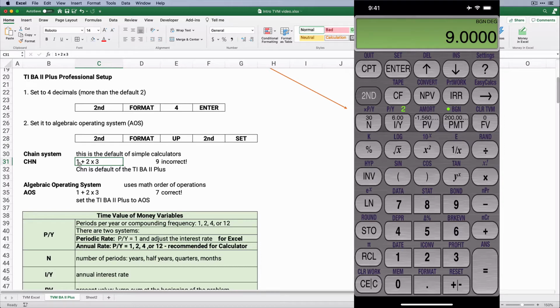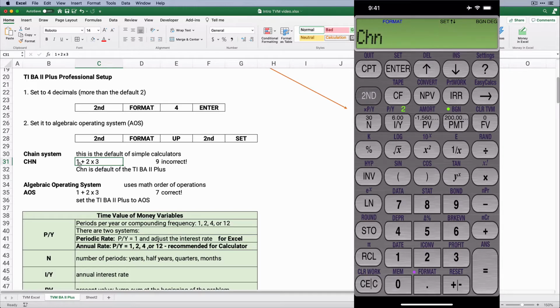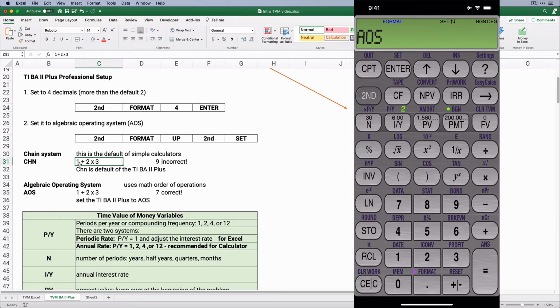If you have a calculator that's good, like the BA2 Plus, then what you can do is set the algebraic operating system, so second function format, and go up, and it's going to say chain. We'll do second function set, and it'll be AOS. So 1 plus 2 times 3 gives us 7. So it should be 2 times 3 first equals 6 plus 1 is 7. So that's the answer. So I would set the 2 steps here, set the decimals, and then set the algebraic operating system, and you're good to go.